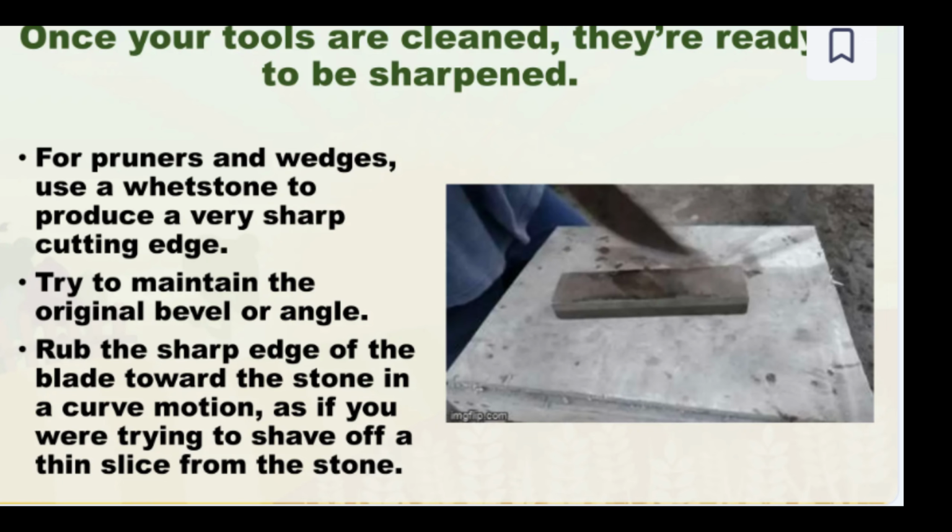Next, we will apply a little bit of lubricating oil to the end of the tool and carefully begin to work the stone over the blade. Maintain a 30-degree angle between the stone and the blade to form the ideal cutting edge for your tool. Not only will the edge become sharper, but you will also be removing any pitting of rust that has formed at the edge of your tool blade.